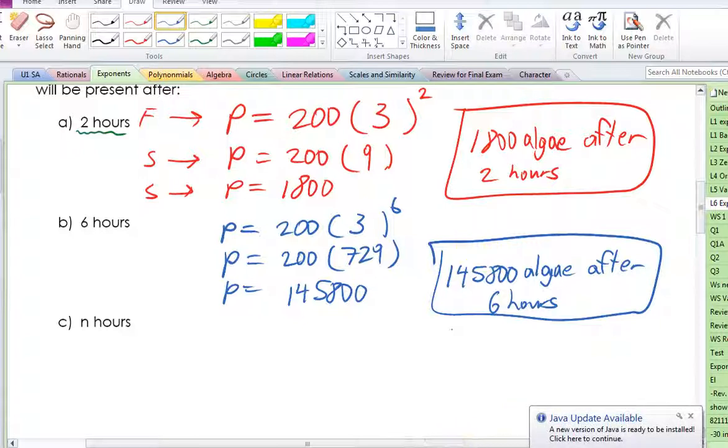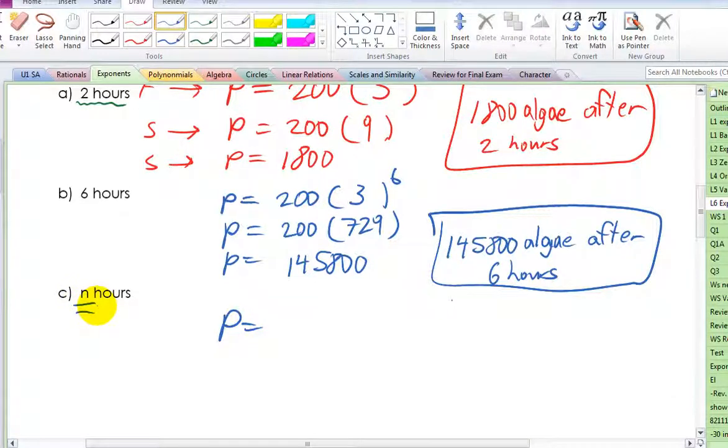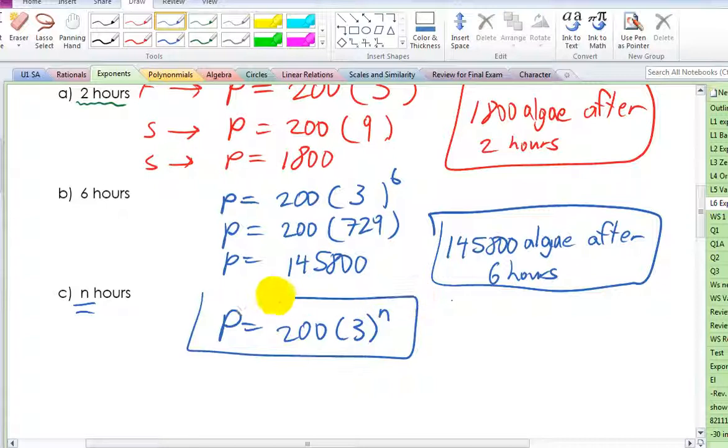Okay, so now what we're going to do is we're just going to come up with our formula. We're going to use n hours. So we're going to take the exponent and replace it with a letter. That way we can use this as our generic formula for every single question. N changes, then we just substitute it in. So we would have to be told what n equals, and then you just put that into your formula.